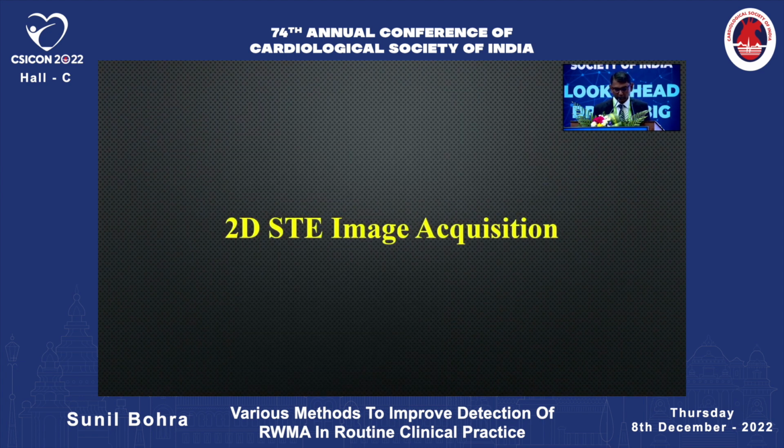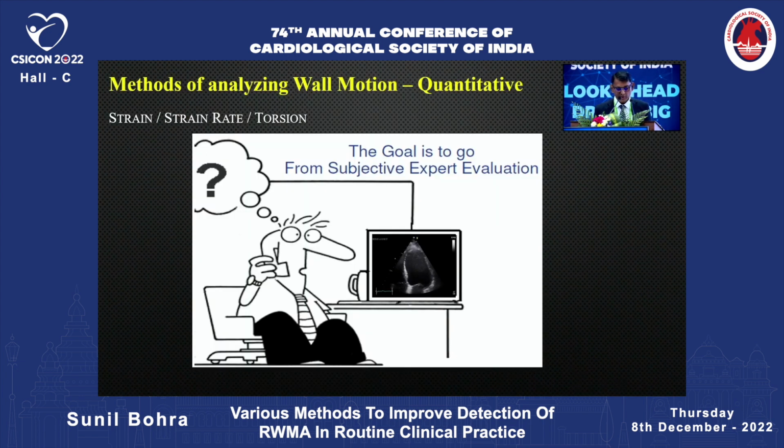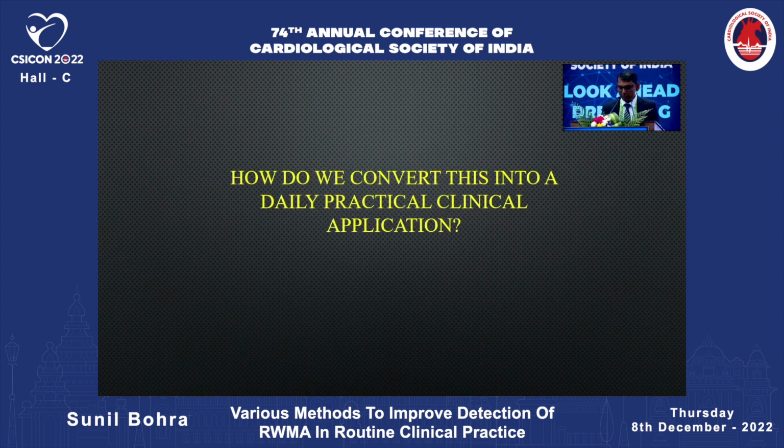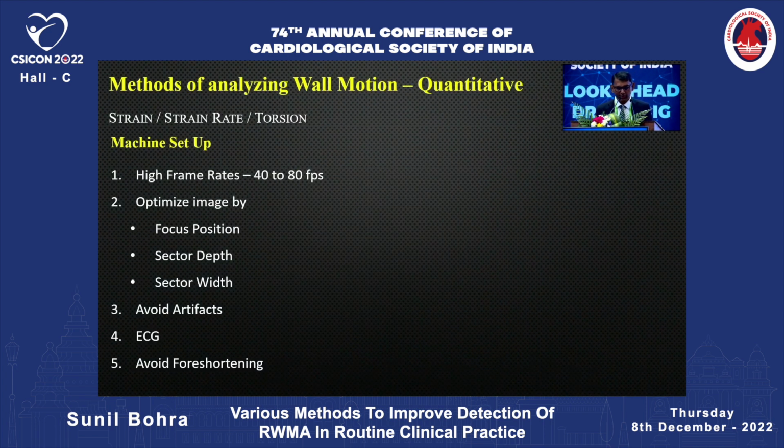So the 2D speckle tracking image acquisition is very important for us to understand, because the goal is to go from the subjective expert evaluation to quick quantitative information, which will be easier and reduces the inter-observer variability. So how do we convert this into daily practical clinical application? First thing is to do a good machine setup. We should have high frame rates between 40 to 80 frames per second. Optimize the image by adjusting the focus position, sector depth, sector width, avoiding artifacts, avoiding foreshortening, and obviously we need to have ECG gated recording.